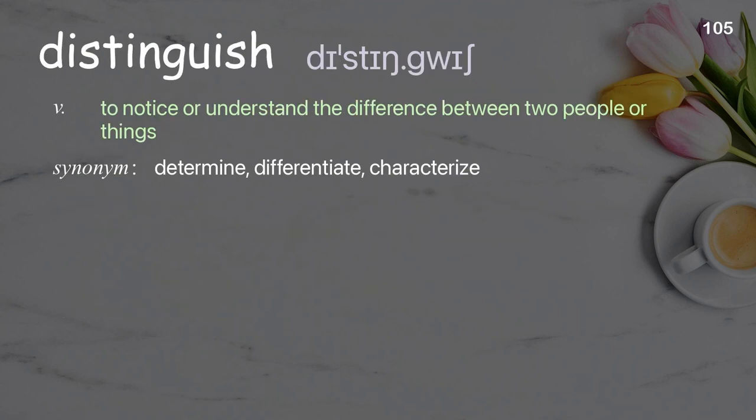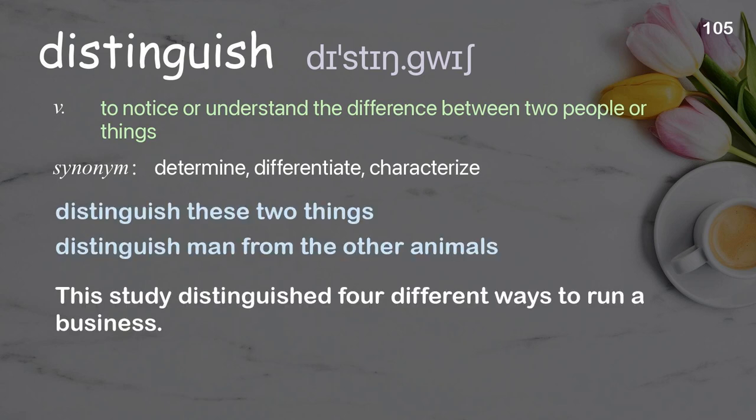Distinguish. To notice or understand the difference between two people or things. Examples. Distinguish these two things. Distinguish man from the other animals. This study distinguished four different ways to run a business.